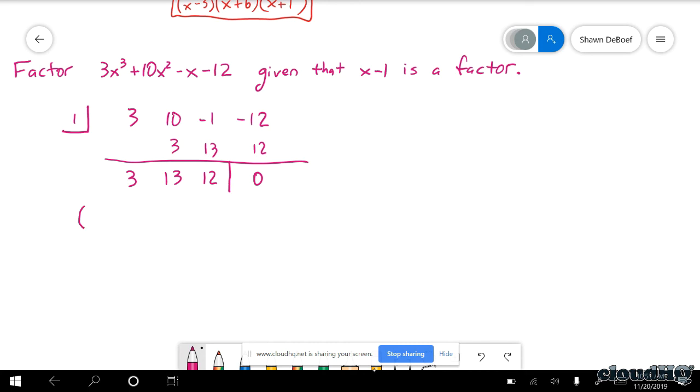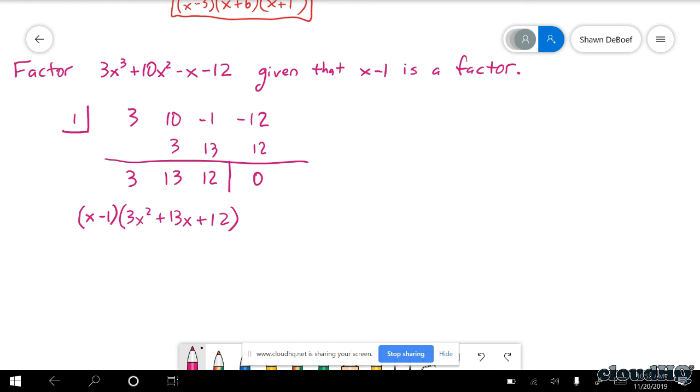So don't forget the x minus 1. I just factored it out. It still exists. It's just out front now. What's left? So we factored out x minus 1, and now I have 3x squared plus 13x plus 12.